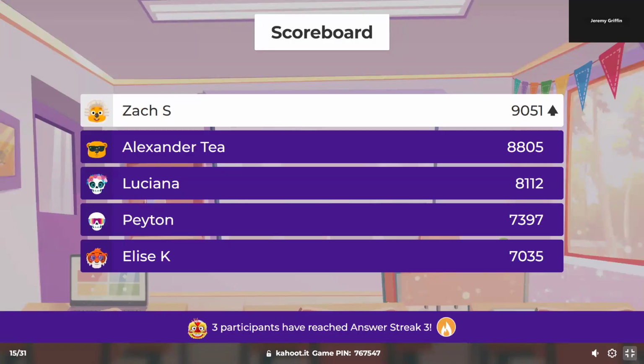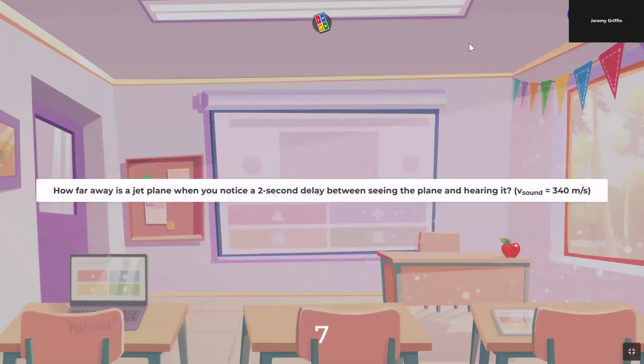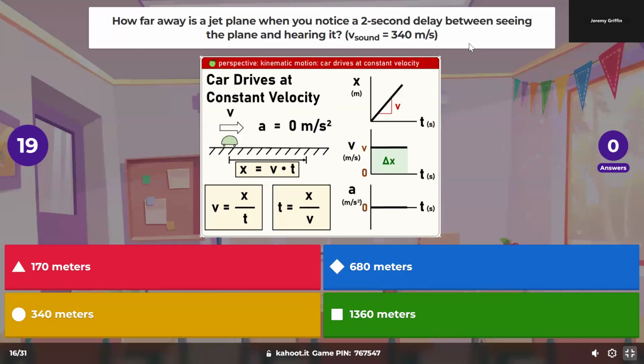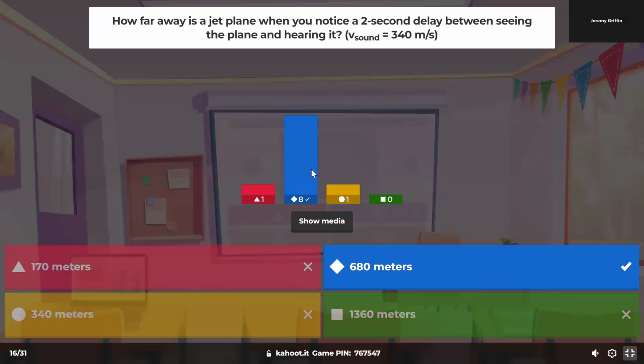How far away is a jet plane? You hear a 2 second delay. Or how about lightning and thunder? You see the lightning, 2 seconds later, thunder. How far away? Here's your formula: distance equals speed times time. Sound travels at 340 meters per second. Time delay is 2 seconds. Can you guys put that together right there? What's 340 times 2? There you go.